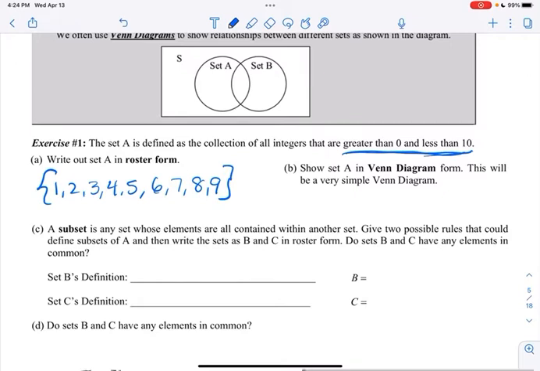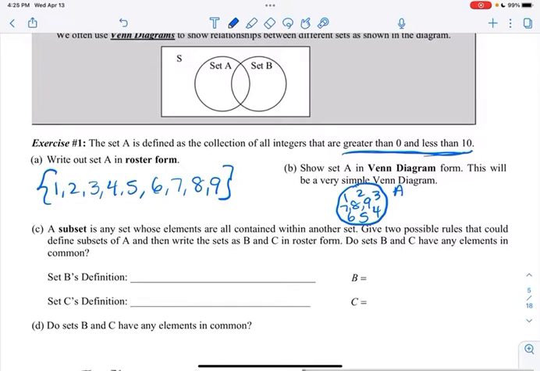How would I show set A in a Venn diagram? It would be a very simple Venn diagram. So I just have a circle. I have A, and I would just have to put all those numbers inside the circle. 4, 5, 6, 7, 8, 9. Okay, so they're all there.